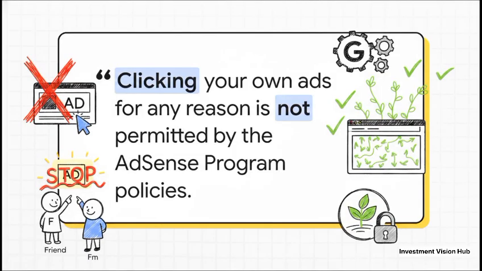And that brings us to the ultimate cardinal rule of your digital real estate. Literally quoting the policy here. Clicking your own ads for any reason is not permitted by the AdSense program policies. Never, ever artificially inflate your own clicks. Do not click your own ads just to test them. Don't ask your friends or your mom to click your ads to help you out. Google's systems are incredibly sophisticated at detecting invalid traffic. Just respect the system, let the genuine visitors interact with the ads organically, and your digital property will thrive safely.